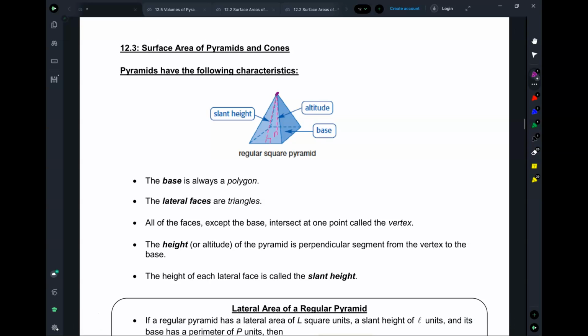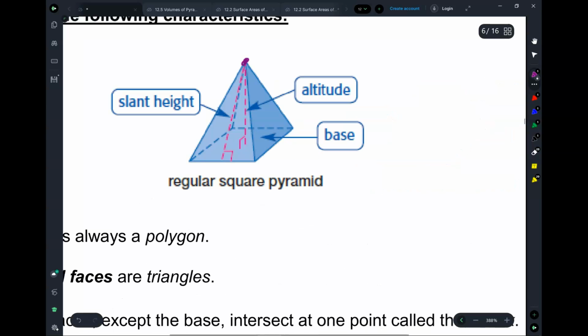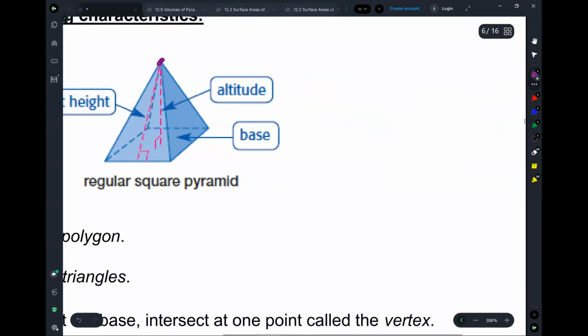So what you have is an altitude, which is a line that goes straight down the center of the pyramid, right? So for example here, if I were to drop a measuring stick right down here and measure the height of the pyramid, that's the altitude.